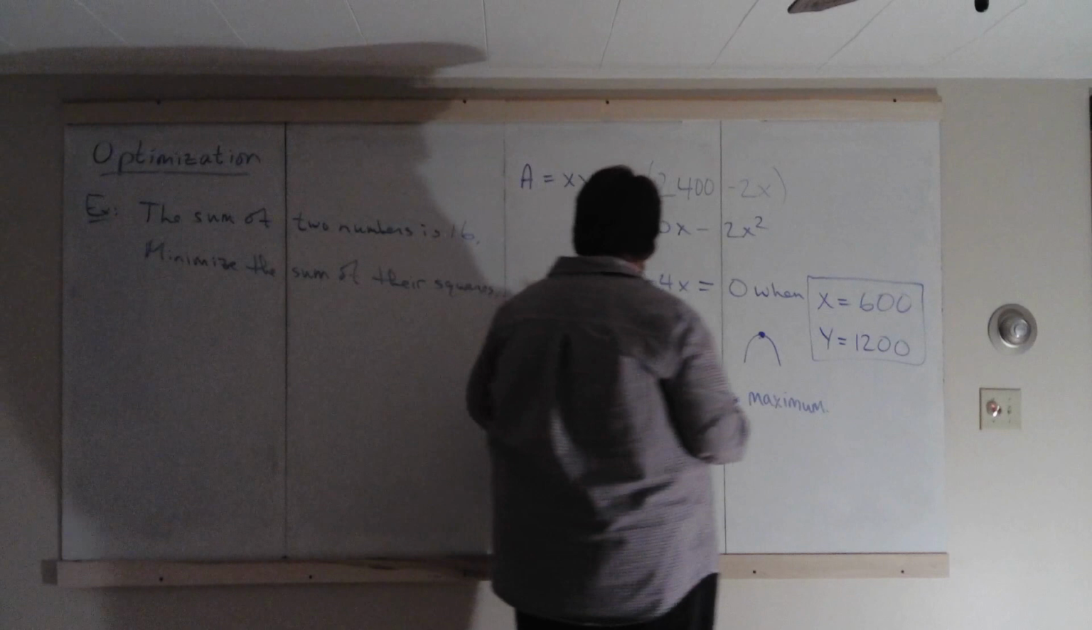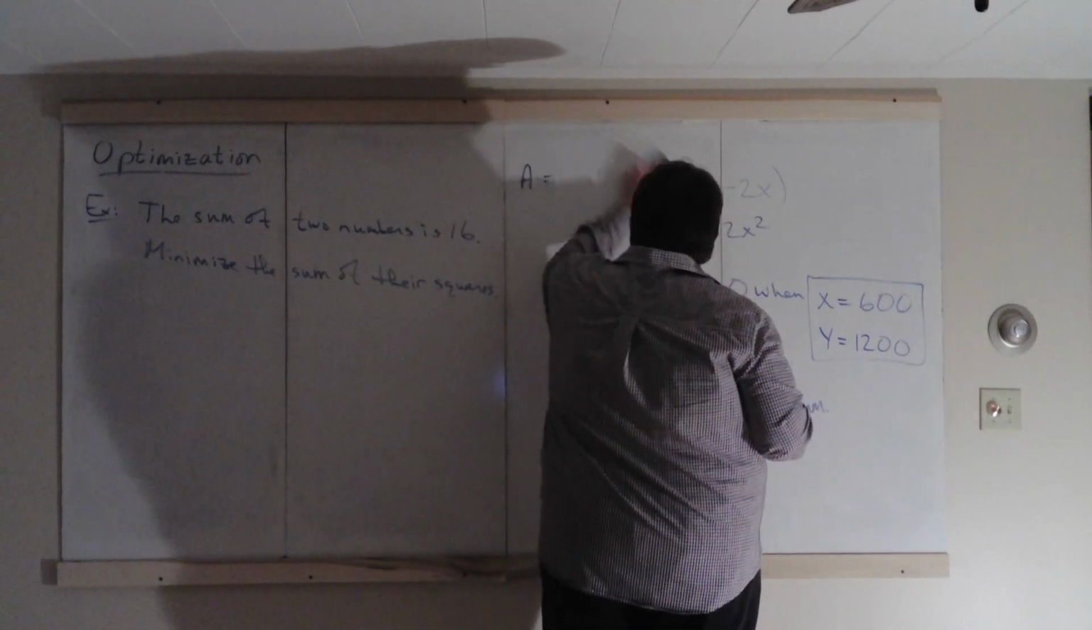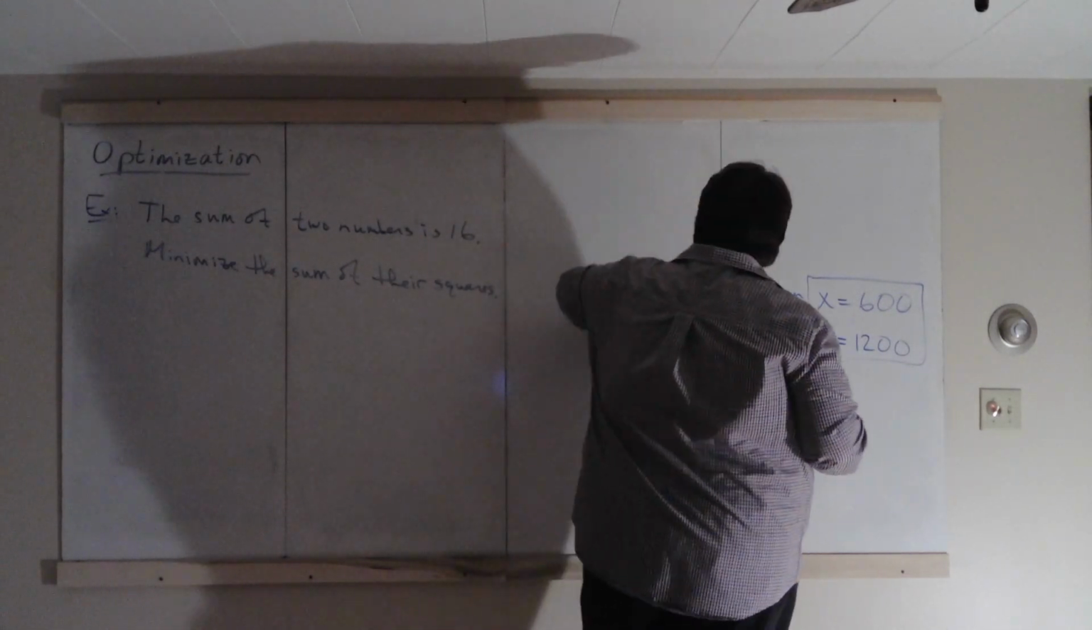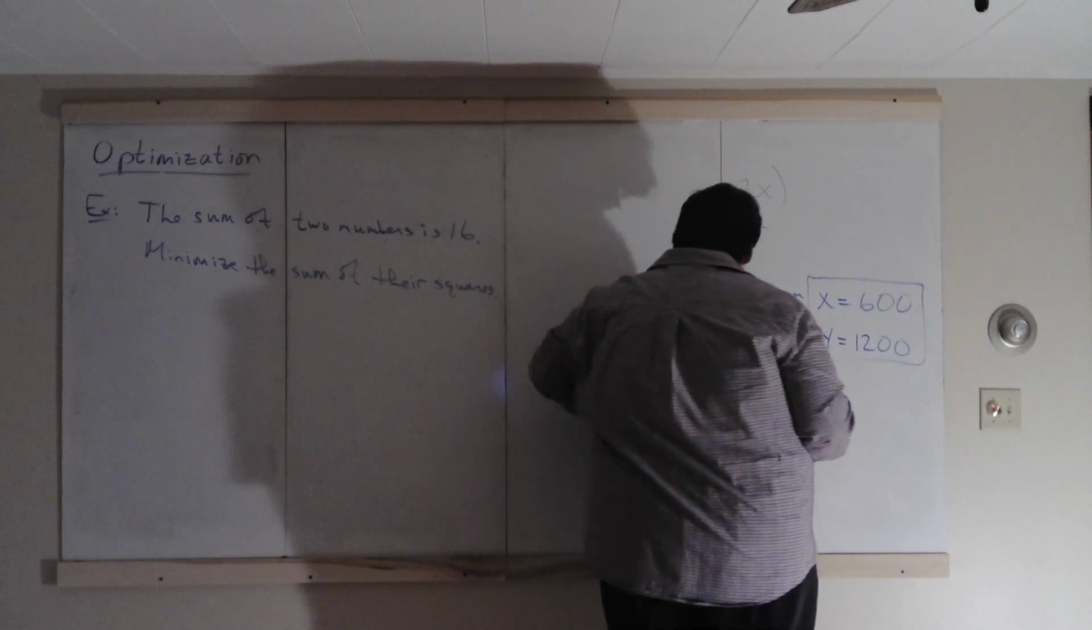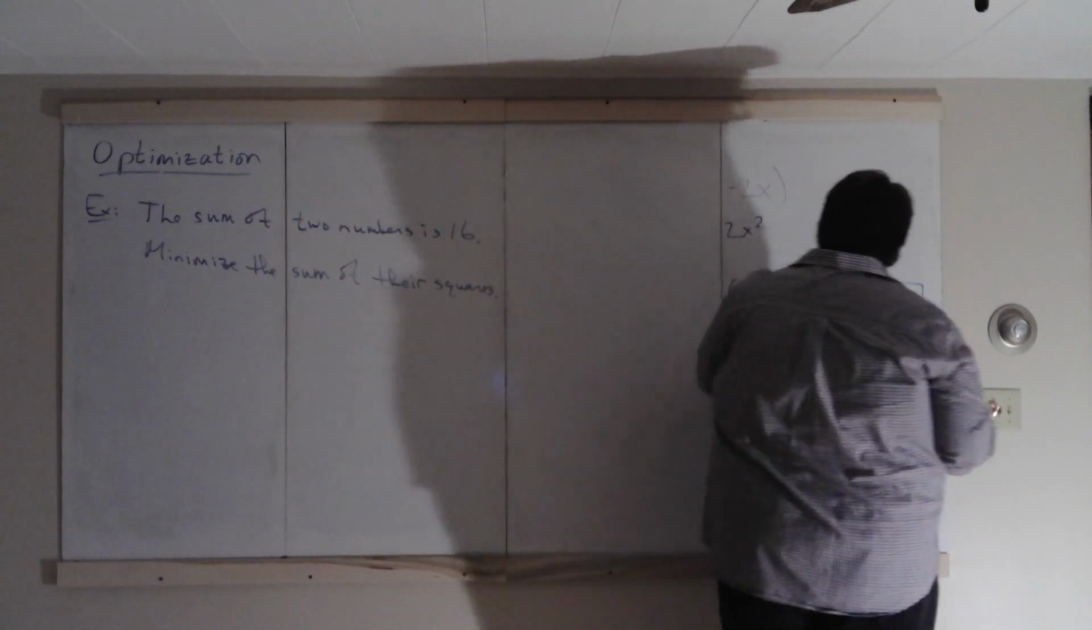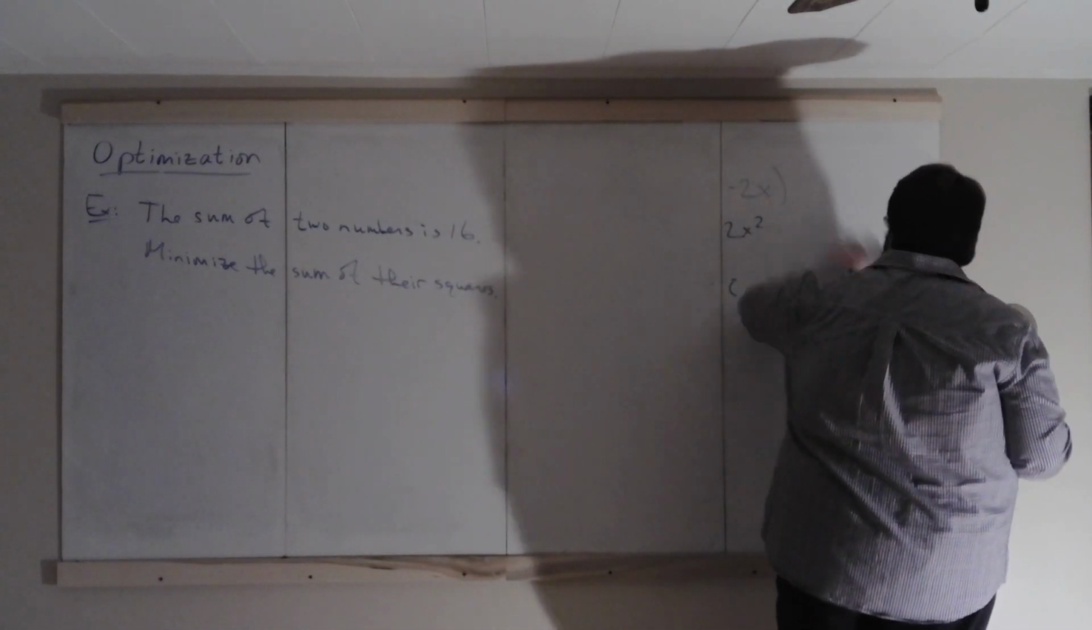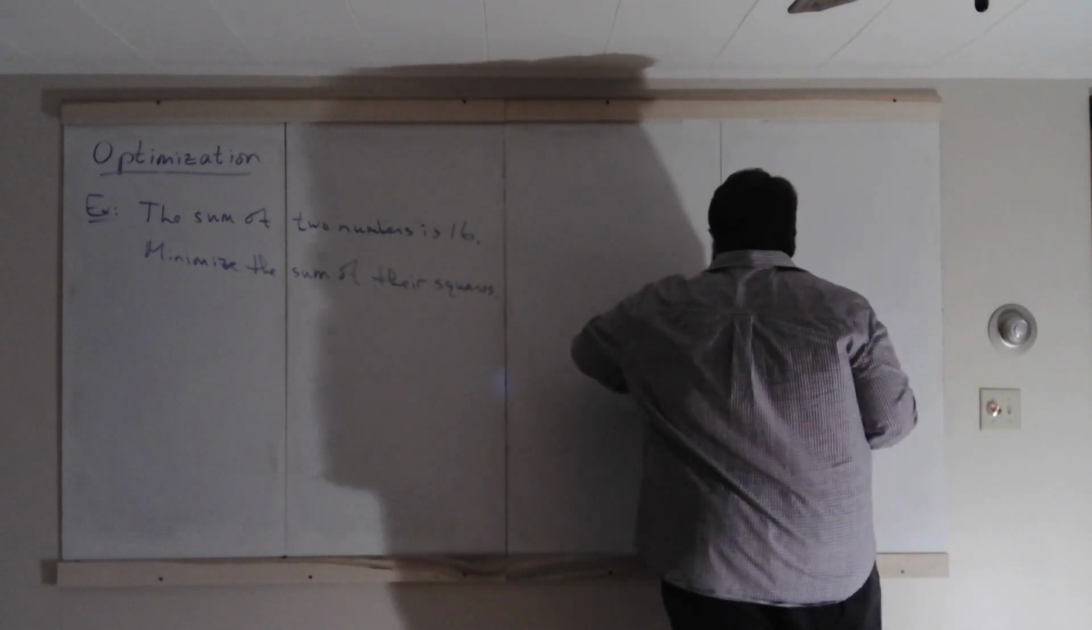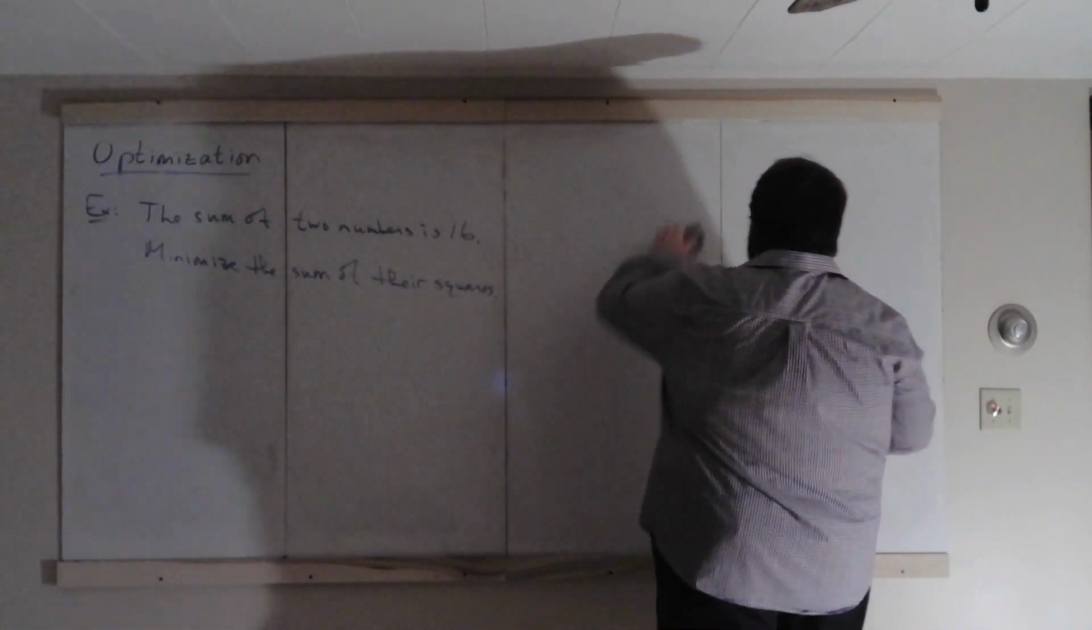So the sum of two numbers is 16. We want to minimize the sum of their squares. So again, we have an optimization question. The first thing I like to do is draw a drawing if a drawing is relevant. Here, a drawing is not relevant.